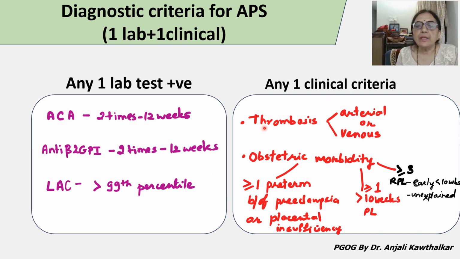For the clinical criteria, either the patient should have a history of thrombosis or presence of thrombosis, which might be arterial or venous thrombosis, or obstetric morbidity should be there, as we have already seen: preterm delivery because of preeclampsia, placental insufficiency, one or more episodes of pregnancy loss beyond 10 weeks, or 3 or more recurrent pregnancy losses where the gestational age is less than 10 weeks and these are unexplained.